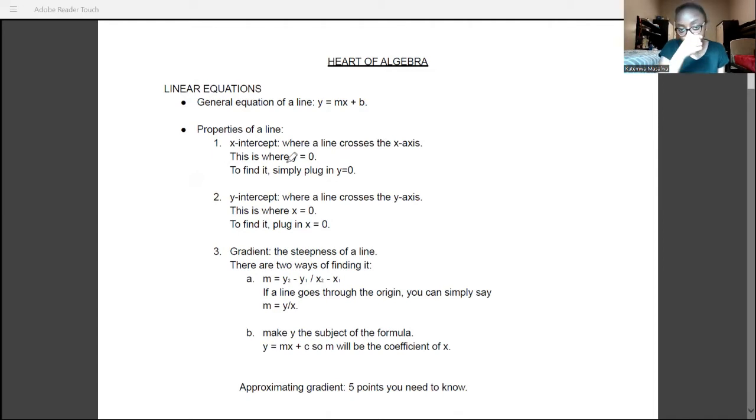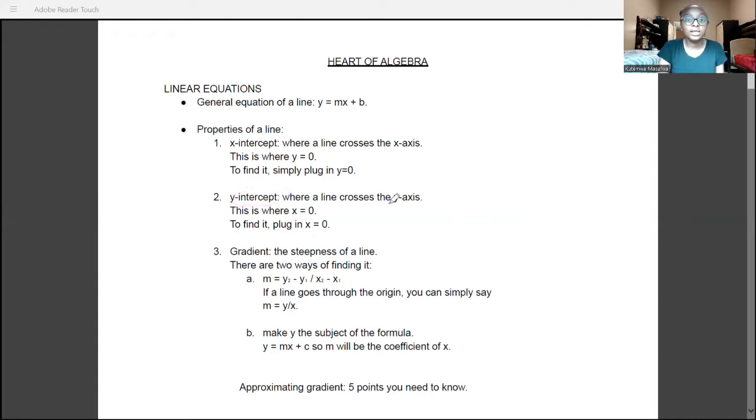And because any point on the x-axis is y is equal to 0, it means that for you to get the x-intercept, you simply have to plug in y is equal to 0. So that's your x-intercept. Then you have your y-intercept, which is more special and has more applications.